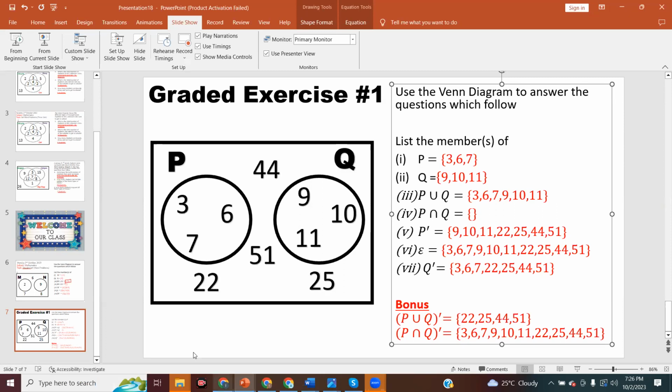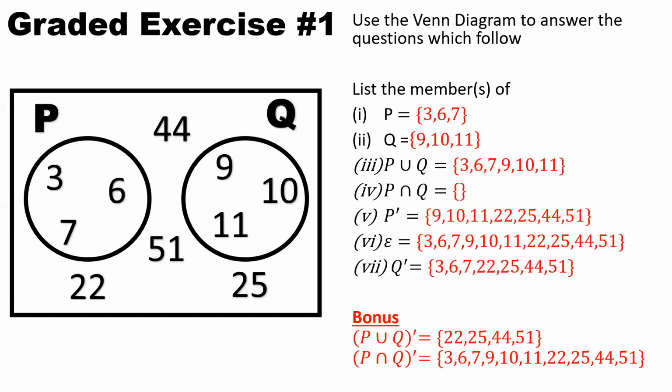Yes. Put a bonus. You could do the bonuses again. You mean explain it again? Yes, sir. Explain it again, please. Okay. So this one says P union Q complement. All right. So P union Q.